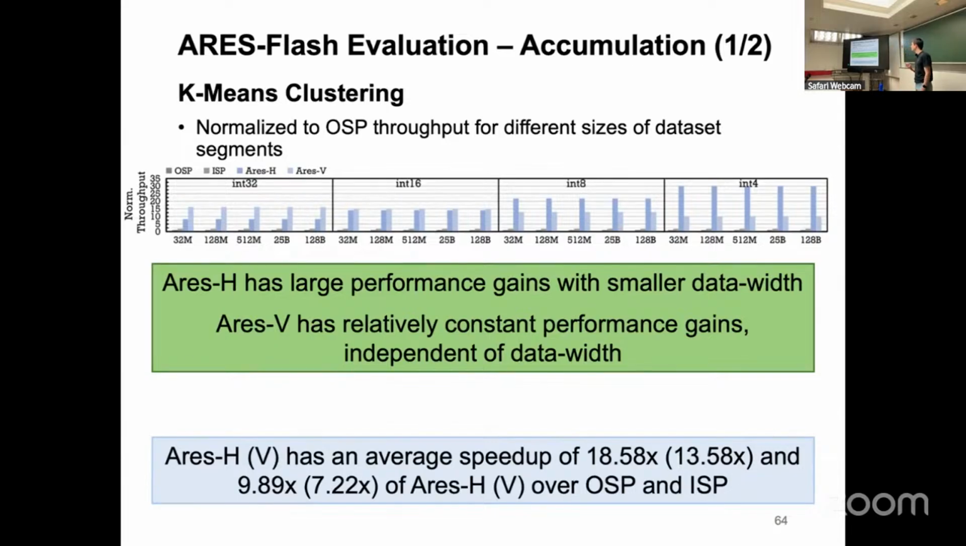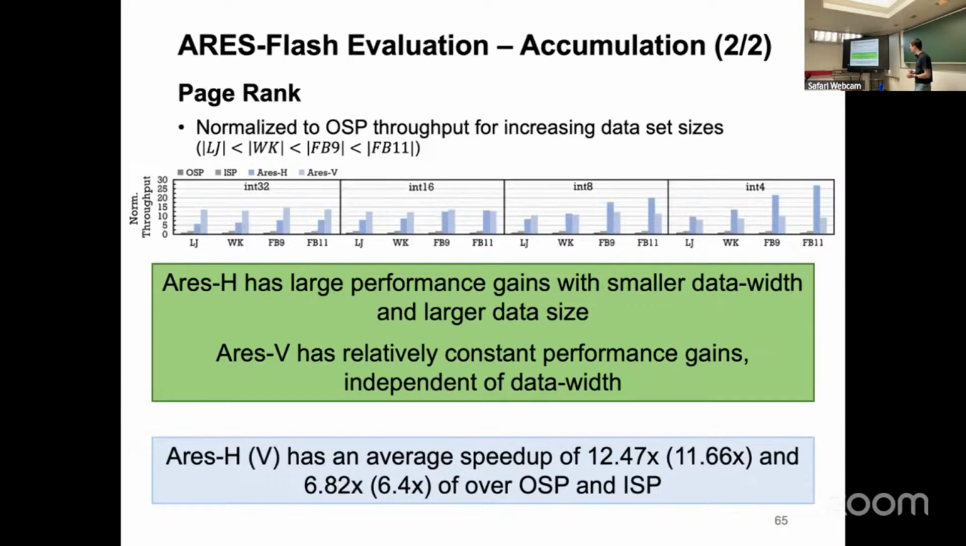So they also tested page rank, where we again have the same normalized throughput for increasing dataset sizes. And here we additionally see that RSH again has better performance with smaller bit widths, and also that it has large performance gains with larger data size. And RSV again is just constant. And here we have roughly the same numbers again.